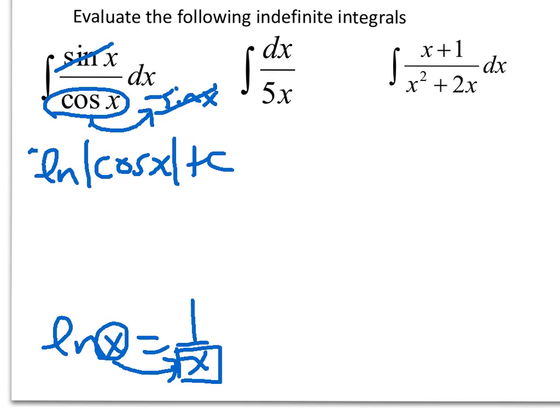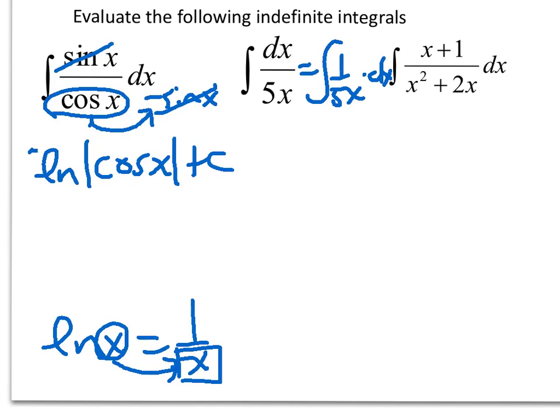So when you're anti-deriving fractions, always look at the denominator and take the natural log of that, and then divide by the derivative of the inside. So let's take a look at the next problem. Now this one's written in a way that looks funny because the dx is in the denominator. But in reality, this is the same as this problem. And that's the more traditional way of looking at this problem.